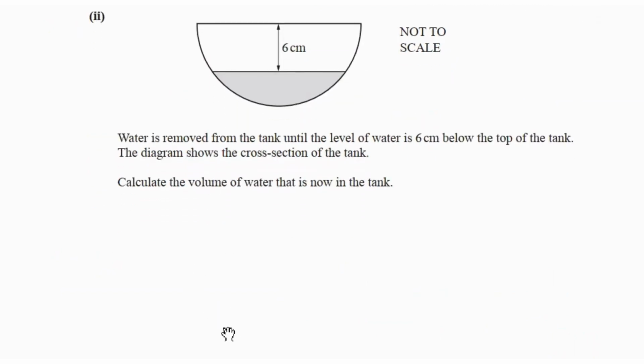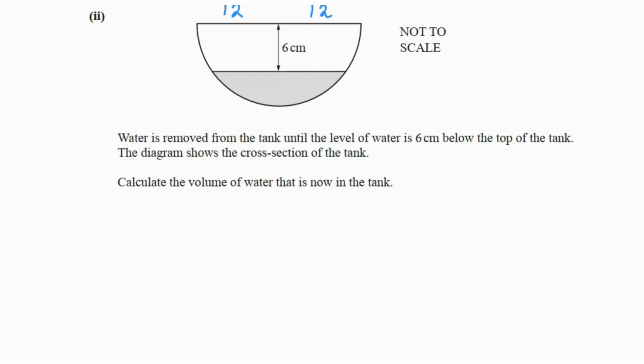Then it says water is removed from the tank until the level of water is 6 centimeter below the top of the tank. Diagram shows the cross section of the tank. Calculate the volume of water that is now in the tank. So we know this was 12 and 12 over here initially. Now this is 6. They want us to find the volume of the water that is now in the tank. So this is what we need to find.